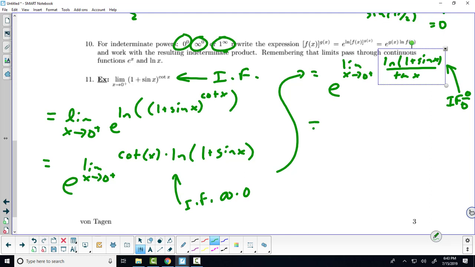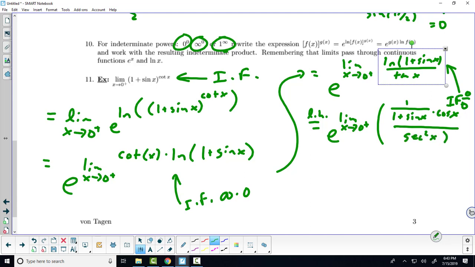So now we'll apply L'Hopital's rule. This gives us e to the limit as x approaches 0 to the right. So notice this e to the limit part is just kind of tagging along for right now. Here I apply L'Hopital's rule. Okay, taking the derivative of the numerator, that's 1 over 1 plus the sine of x times the cosine of x by the chain rule, all divided by the secant squared of x.